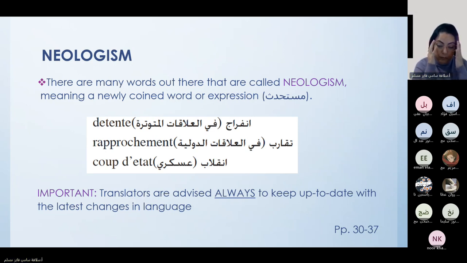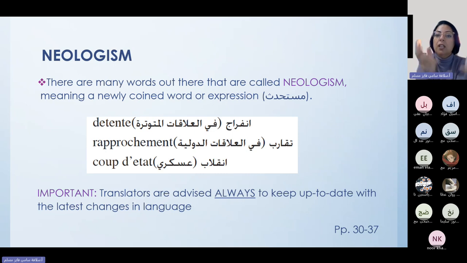So, as I gave the example of skyscraper, when it was first used, it was called a neologism. What does a neologism mean, Noor? There are words out there that are called neologisms, meaning a newly coined word or expression, مستحدث. Okay, these are words that are new. At that time, skyscraper was new. So the word ناطحة سحاب was a new translated word. It is called a neologism. Okay, so a neologism is any word that has been recently coined.